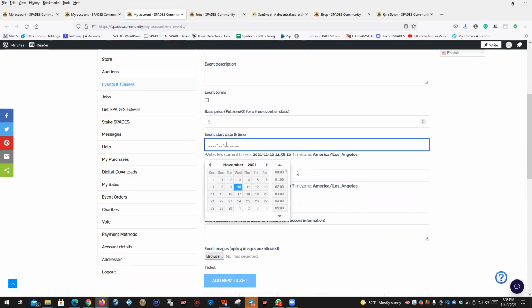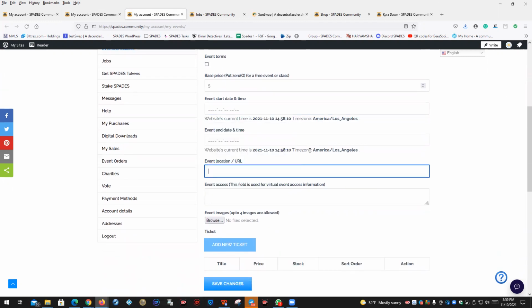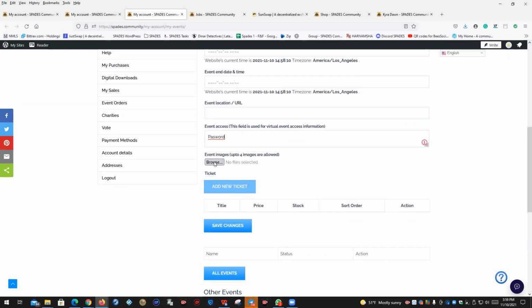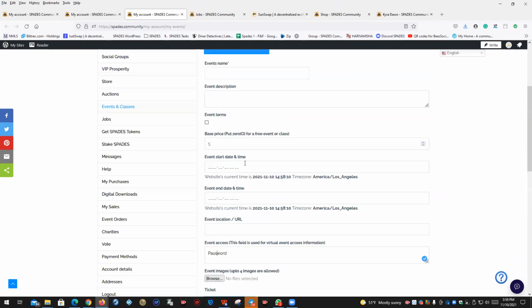The start date, the end date, and you do have to check what the time zone is for the time zone that they're in, the event location. So it could be over Zoom, it could be a private YouTube channel that they need a password to. You just put the password in here, and the person who bought it now has it. You can even add images for whatever your class is that you're sharing, and then add new tickets.